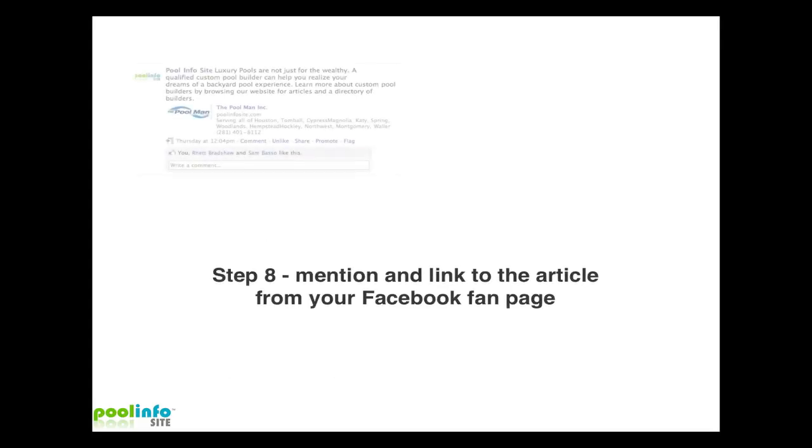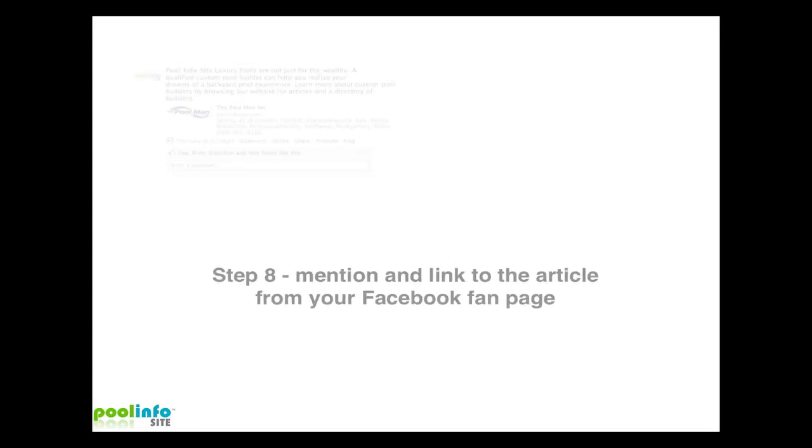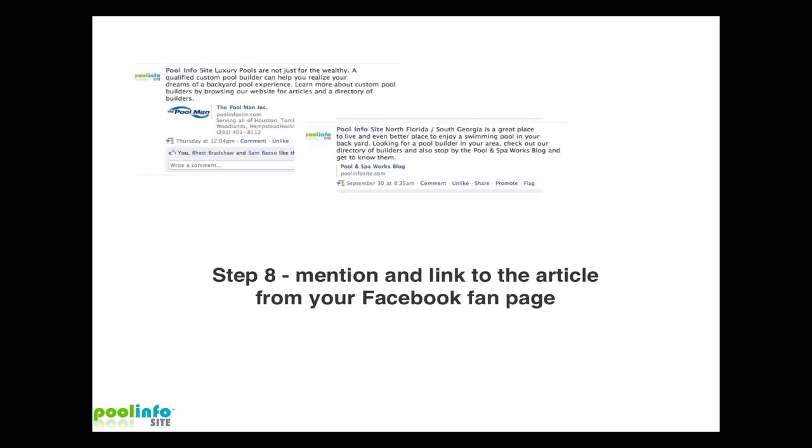Step 8 is basically to mention and link the article to a fan page. Whoops, went right by that one again too. Go back here and we'll pull it back up. So mention and link the article from your Facebook fan page. You've posted an article in your blog. You now are going to go back to your Facebook fan page and mention that article and put a link to it right from your Facebook fan page. This way, a different audience, the audience who are your fans on your Facebook fan page, will see that, get the link, go to your site, and drive traffic. Again, we're creating activity.